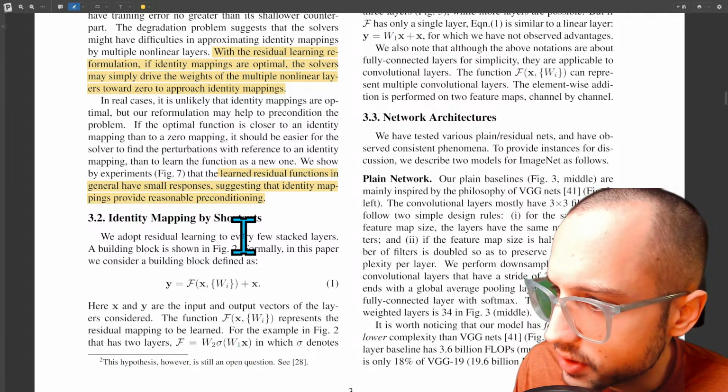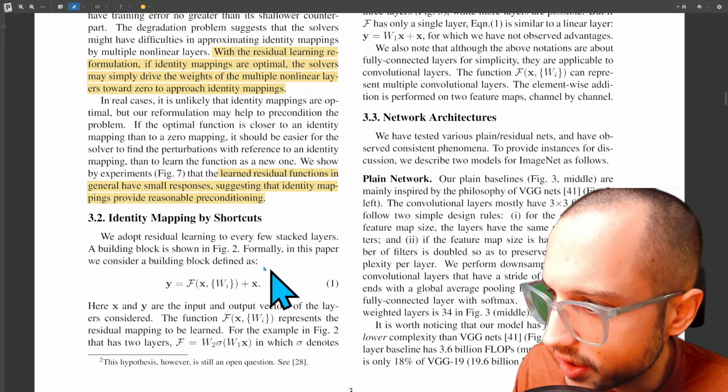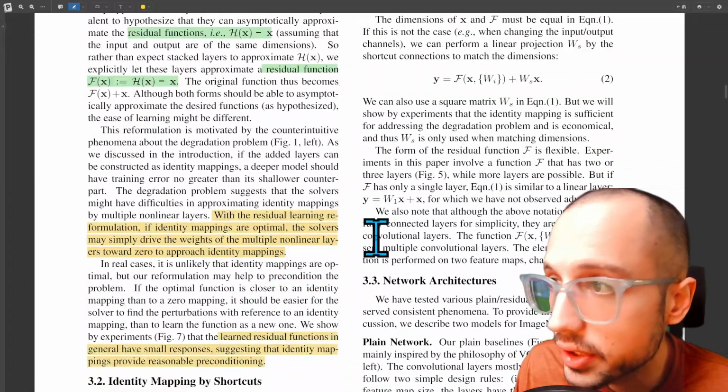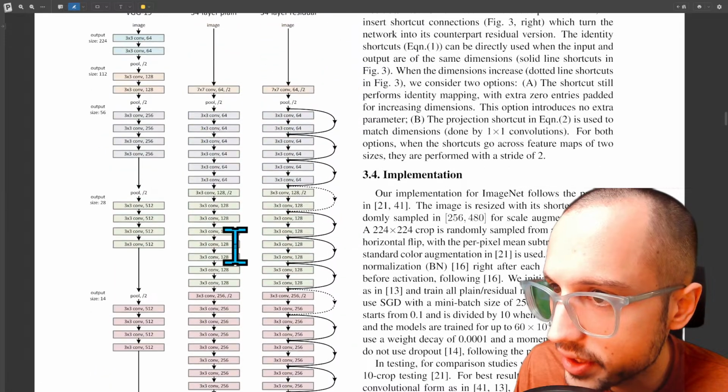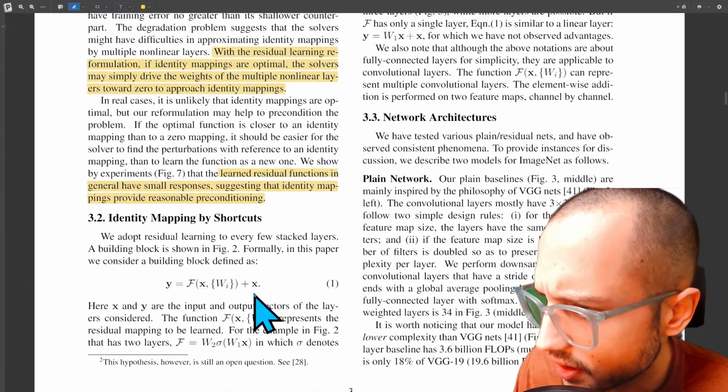We adopt residual learning to every few stacked layers. A building block is shown in figure 2. Okay, figure 2 is down here somewhere. Okay, here we go. No, this is figure 3. Okay, so we don't know where figure 2 is.